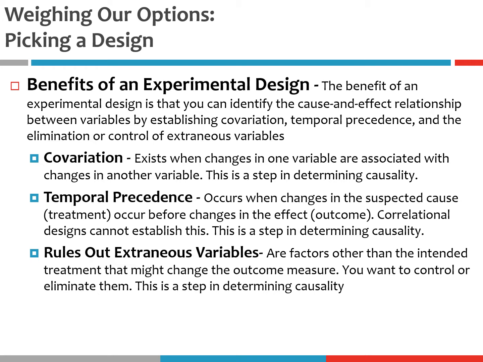When you do an experimental design and you use random assignment to conditions, you are eliminating everything except for what you are manipulating, which is the independent variable. Any other variable that could influence your outcome measure, your dependent variable, is called an extraneous variable. And those are all controlled for once you use random assignment.